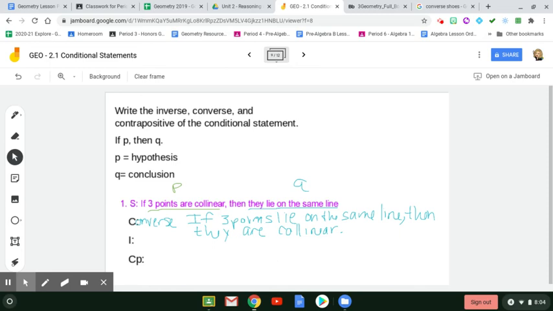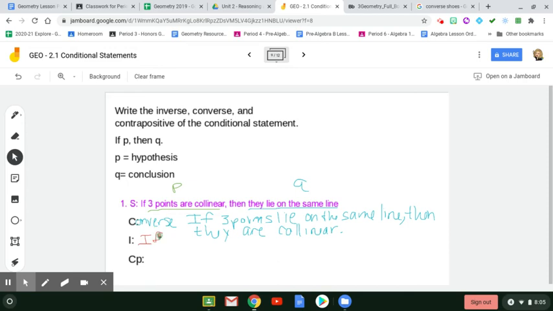You're flip-flopping around. All right, now think about what the inverse does. The inverse keeps the hypothesis and the conclusion in the same spot, but it just negates them. Okay, so there I go. I'll use red for that negation.